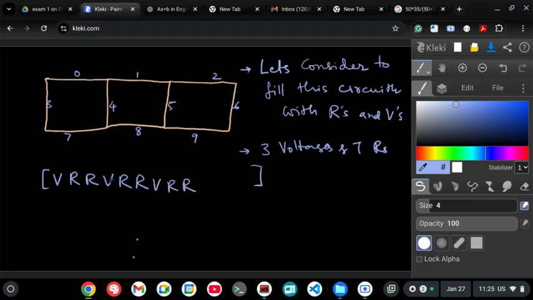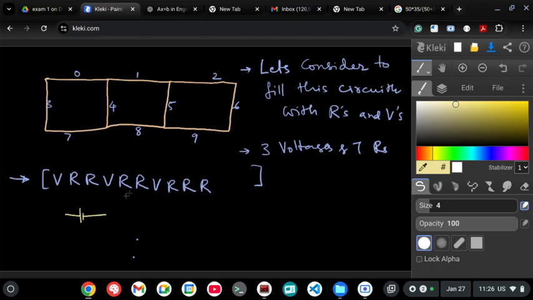So 1, 2, 3, 4, 5, 6, 7, 8, 9, and last will be R. So this will represent one combination, right? So if I shuffle this list, right now it is V. So from this, what will I get? At position 0, V is there. So there is a voltage source.